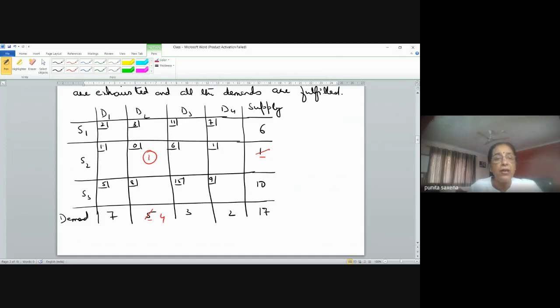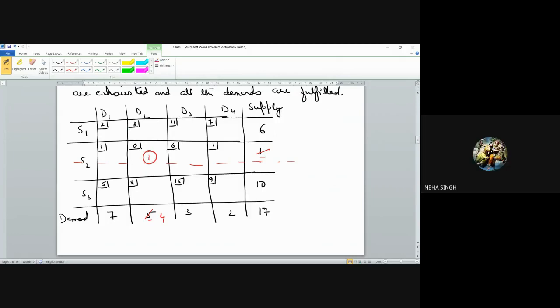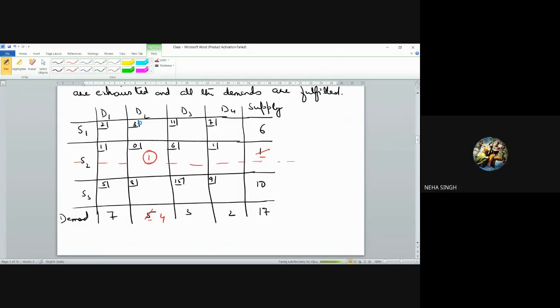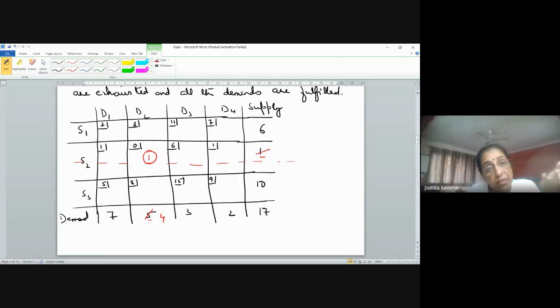So what has happened? One row has been exhausted, right? So what we do is we strike off this row from the table. That means the other cells of this row are not going to be considered at all, right? Then what is the next step? We don't have to move vertically up or down. We have to look for the next lowest cost cell. Yes. We have to look for the next lowest cost, out of the cells which are not marked, I mean, which have not been crossed.